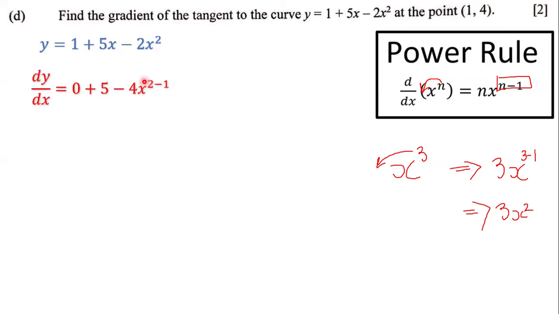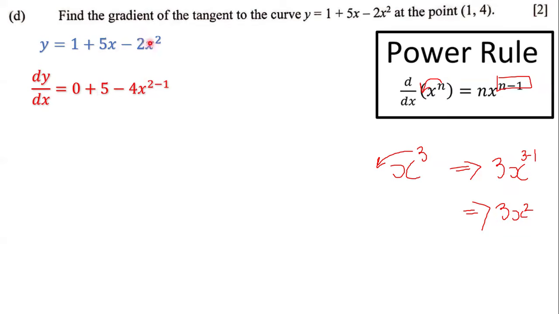And so the derivative of a constant is 0. If we have the derivative of 5x, the derivative of 5x is just 5. If we have the derivative of 6x, the derivative of 6x is 6, the derivative of 7x is 7, the derivative of 8x is 8, and so on.